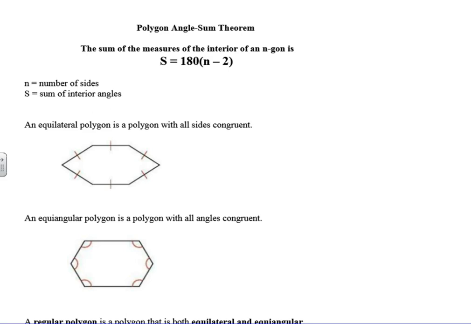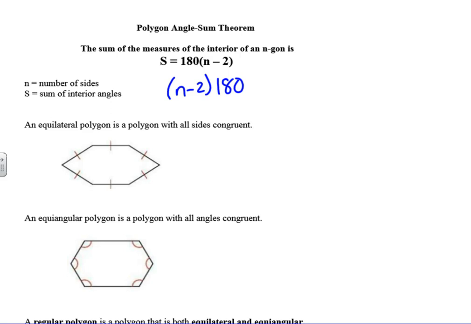All right, and then this gives us our formula, the Polygon Angle Sum formula. The sum of the measures of the interior angles of an n-sided polygon is S equals 180 times n minus 2. So here's how I remember it.